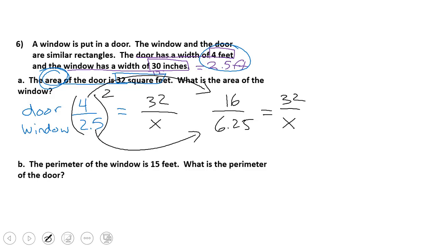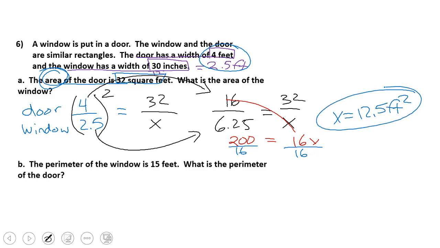When we do our cross products, let me get my new color here. 16 times x is 16x, and 32 times 6.25 is 200. So 200 is equal to 16x. When I divide out my 16 so I can isolate my variable, and I do it to both sides to keep it balanced, x is equal to 12.5 feet. And of course this is area, so that's squared, and that is the area of the window.